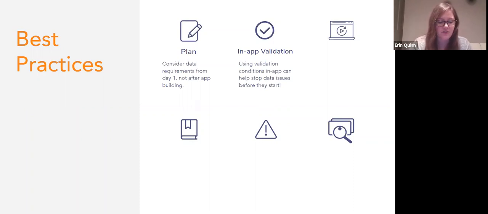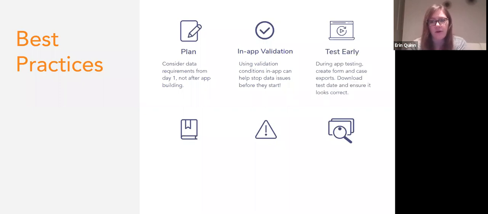Use in-app validation. When I was talking about a pregnant man being registered, this is actually something you should never allow to happen in your application. Use validation conditions. Make sure you don't have babies that are 20 years old or pregnant men. You can do all those validations in CommCare itself, and it saves you a bunch of hassle down the road.